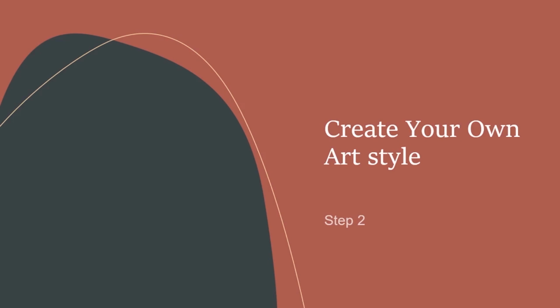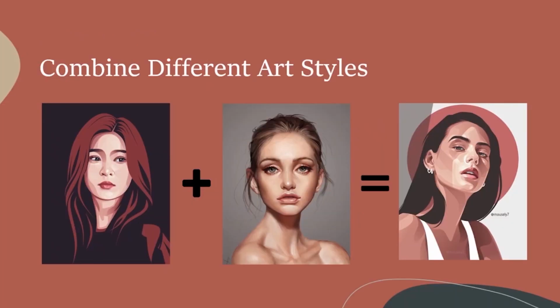So once you know you've improved, it's time to come up with your own art style. The purpose of having your own art style is that it signifies our identity as an artist. When people come to look at your art, they will recognize that it's yours. So, how do you come up with your own art style?